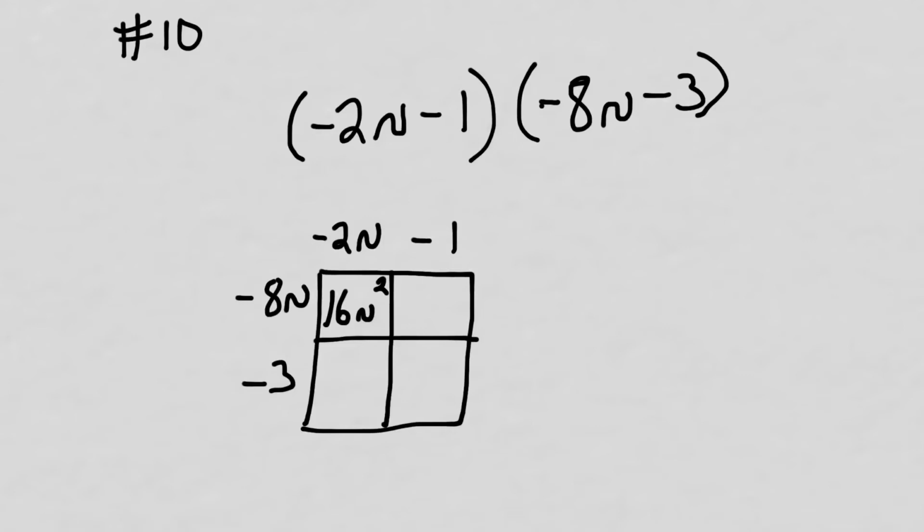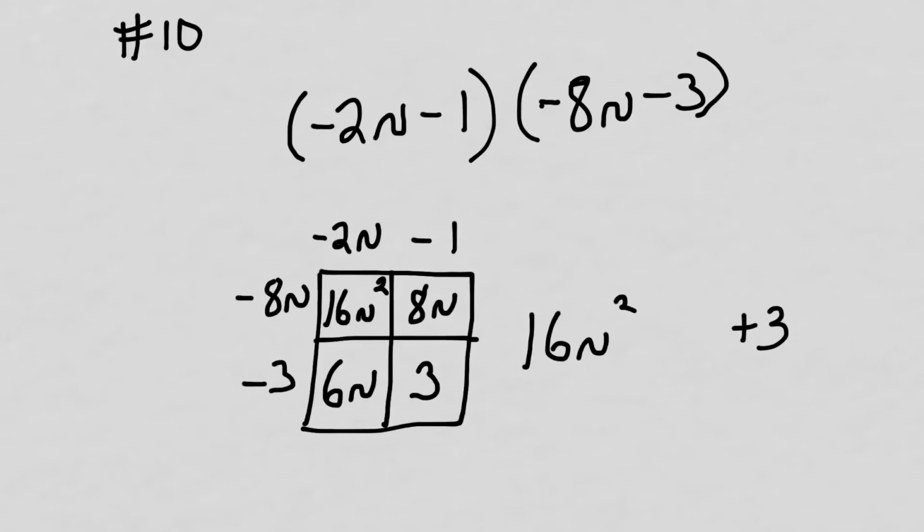All right, working across, negative 1 times negative 8n is going to give us plus 8n. Down the lower left-hand side, negative 2n times negative 3 is going to give us 6n. And finally, down the right-hand corner, negative 1 times negative 3, a negative times a negative, is going to give us a positive 3.